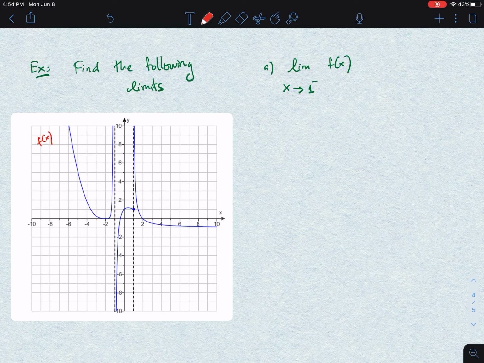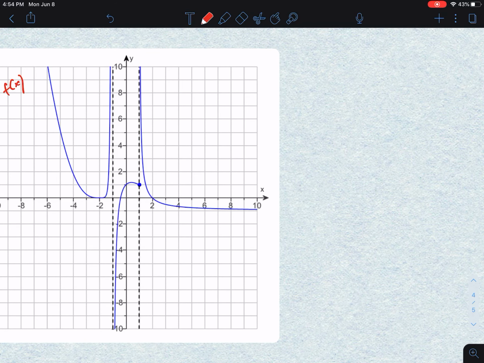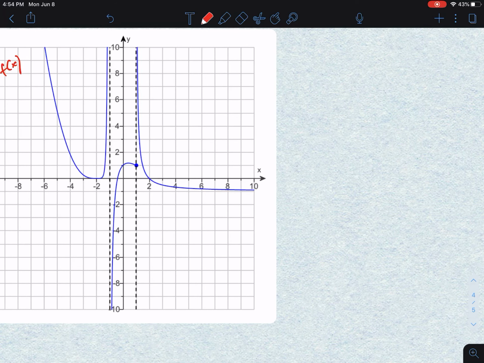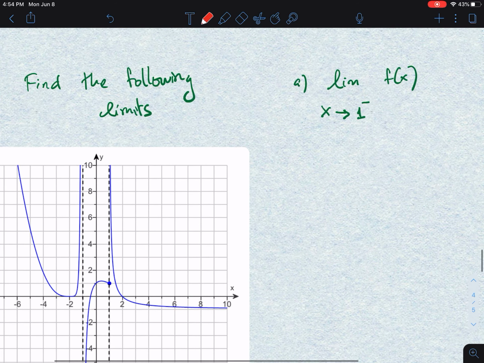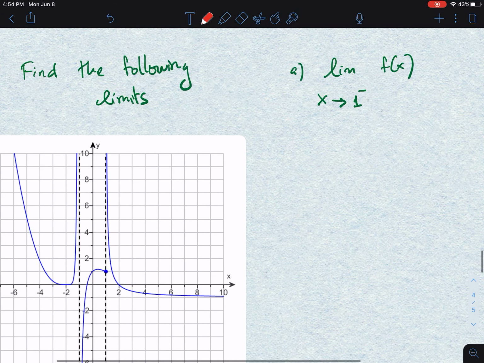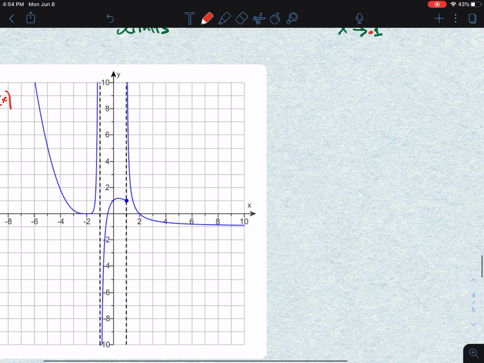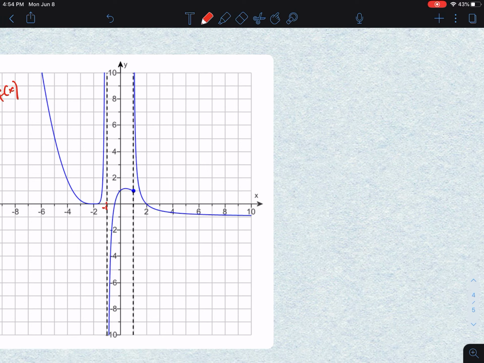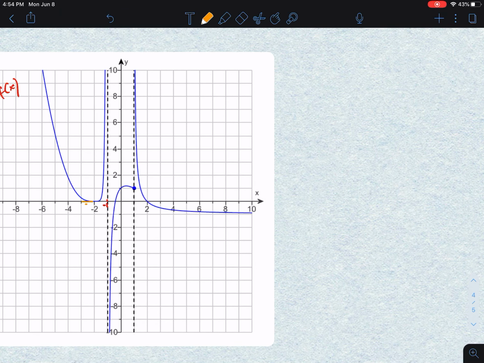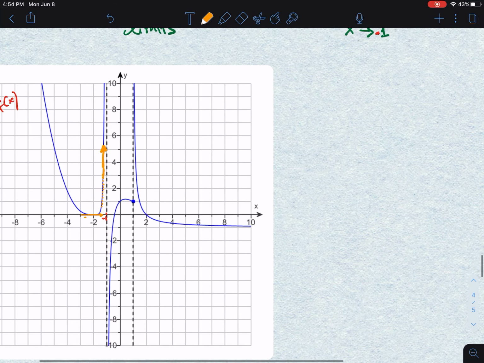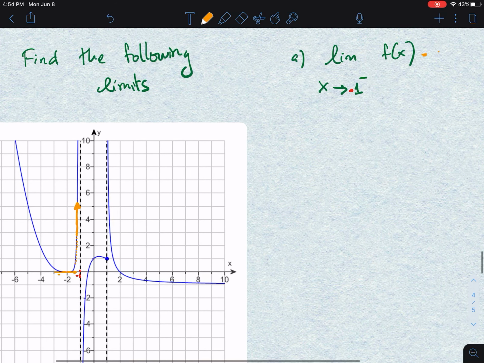Part A, we're asked to find the limit of this function. What's the behavior of the y value as x approaches -1 from the left side? Actually, I want to do -1, sorry. Here's -1 for x, right? We want to see, as x gets closer to -1 from the left-hand side, what are the y values doing? It's increasing to positive infinity. So that's going to be positive infinity.